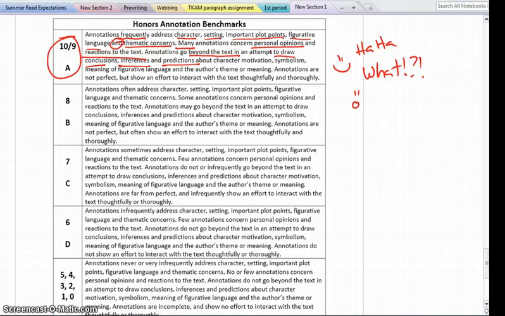I don't want you to just tell me what the story's about. I want you to think about the story. Why is this happening? Why did the character act this way? What effect does this have? Also, although your annotations are not perfect, they show an effort to interact with the text thoughtfully and thoroughly. Thoroughly means that the entire text is annotated. You don't have an entire chapter left blank. So please keep that in mind when you are annotating.